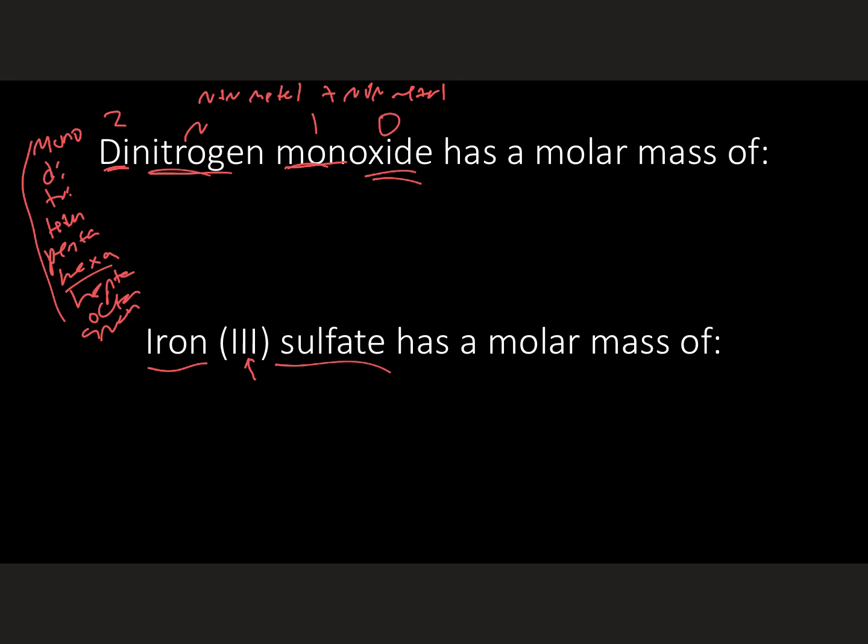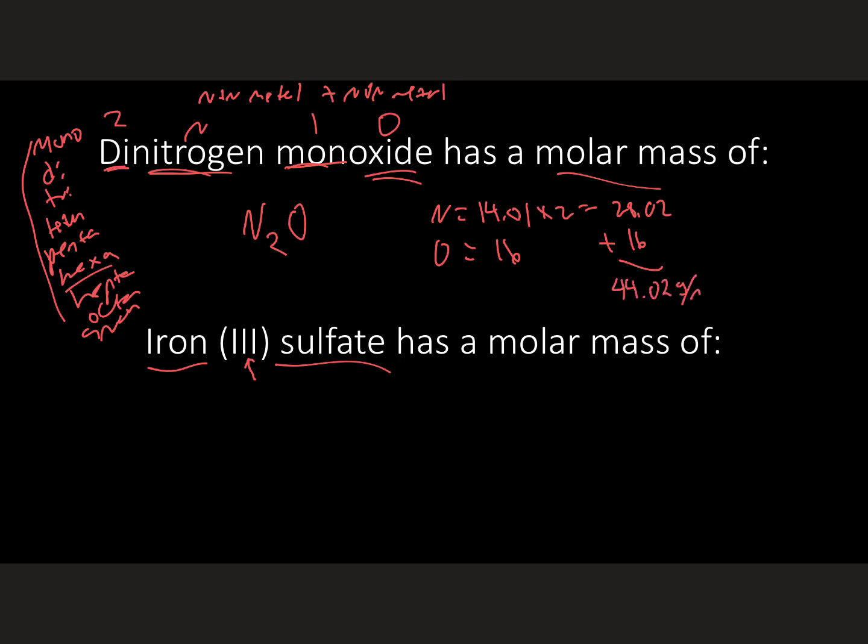Okay, so dinitrogen monoxide: 2 nitrogens, monoxide, 1 oxygen. And then the molar mass of that. Nitrogen has a molar mass of 14.01. Oxygen has a molar mass of 16. 2 nitrogens, so that's 28.02, plus 16. That's going to give us 44.02 grams per mole.